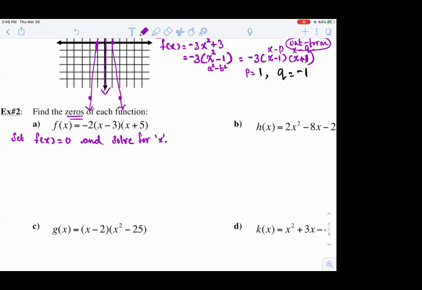Okay, but just be familiar with the wording. It's called zeros. When you're asked to find the zeros of each function, they're asking when is this function equal to 0? Clear? You're going to set the function, which is this, equal to 0, and then you solve for x. Solving for x is using the zero product property.